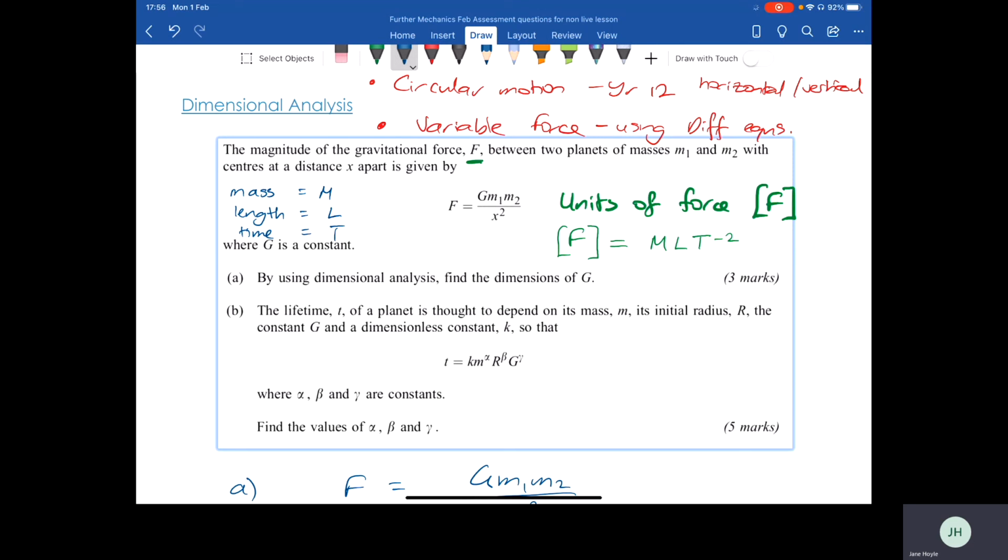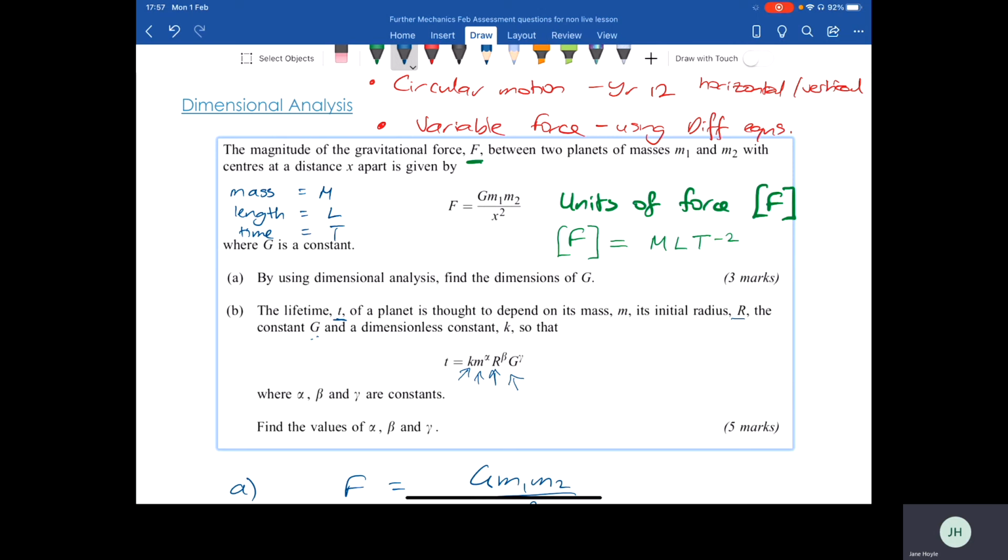Okay, now the second part, the lifetime of a planet. So the lifetime T. So we of course know that lifetime, it's a time that's going to be measured in terms of T. I've got a mass here, so K is a constant, so we don't need to worry about that when I do my dimensions. The radius, so I know that R is a length. G, of course, is what we've worked out in the previous part.